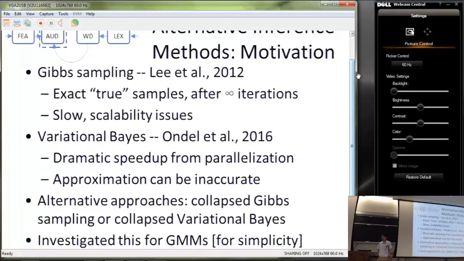One is collapsed Gibbs sampling, and the other one is collapsed variational Bayes. I investigated this for Gaussian mixture models just for simplicity. So I basically removed the HMMs in our current phone loop model, and I'm only using Gaussians as one-state HMMs.